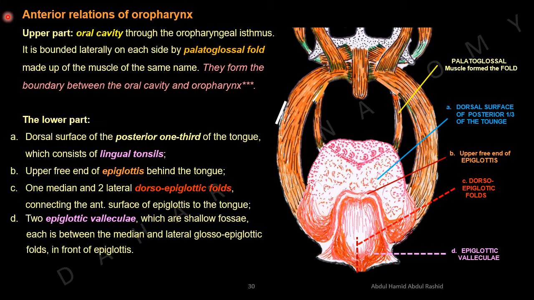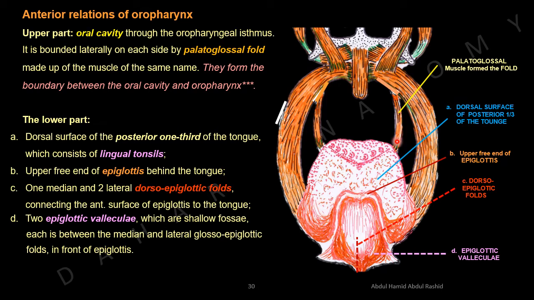Anterior relations of the oropharynx. Oropharynx anterior relations can be divided into two parts: the upper part, looking directly into the oral cavity, and the lower part, looking at the structures below. Now the upper part: we are looking from behind into the oral cavity through the oropharyngeal isthmus.